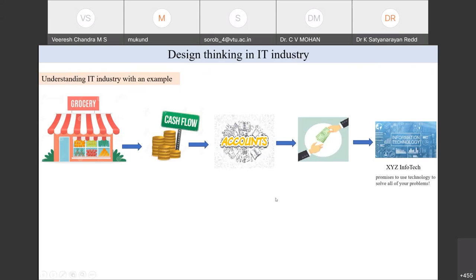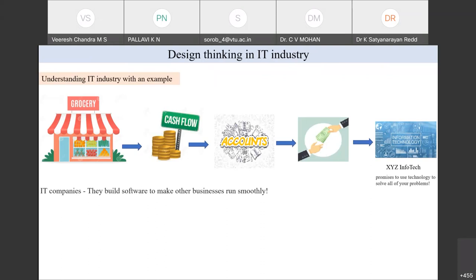So they promise us to use technology to solve all our problems, whatever problems I'm having now: maintaining different accounts, maintaining the cash flow, booking the inventory, giving the order to the inventory, transactions, whatever it may be. They are promising that they will use technology so that they will solve my problems. So now, what is an IT company?